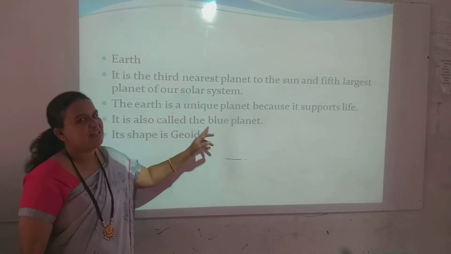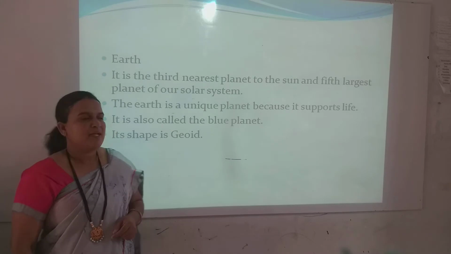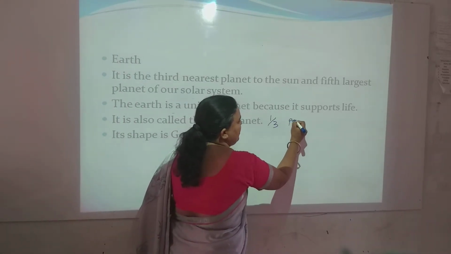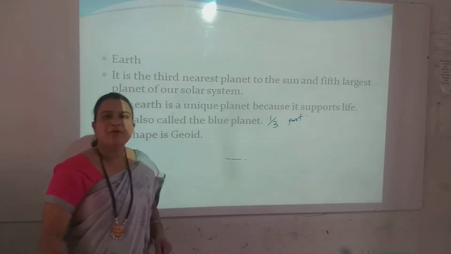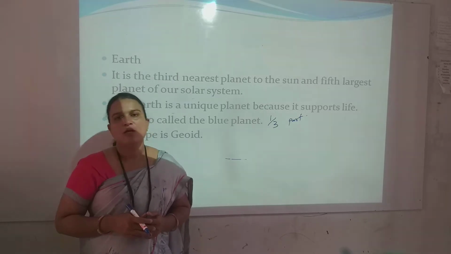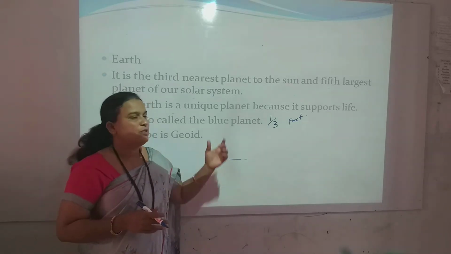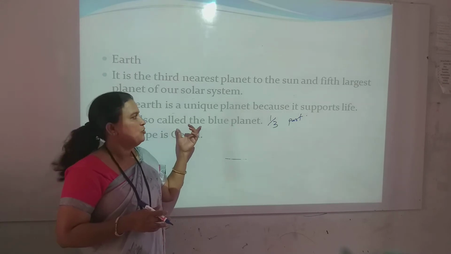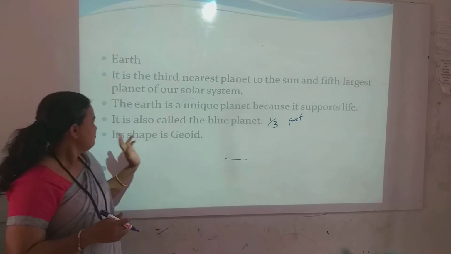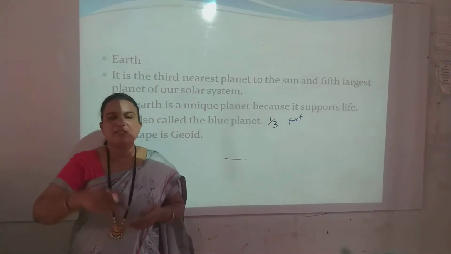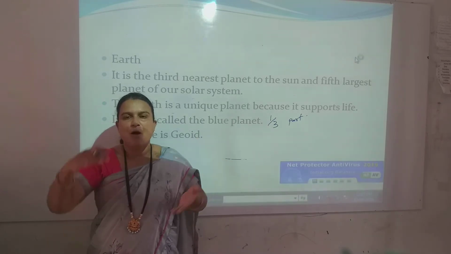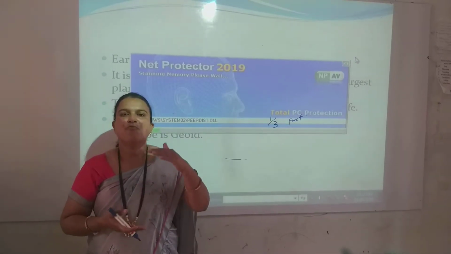It is also called the blue planet because, my dear students, we know very well that about 3/4 of the planet Earth is surrounded by water, and when the sky reflection falls on the water, we feel it looks bluish. So planet Earth is also called the blue planet. Its shape is geoid. Geoid shape is in between, middle and the center. It's a little bit fluffy, and at both the poles it's flattened.